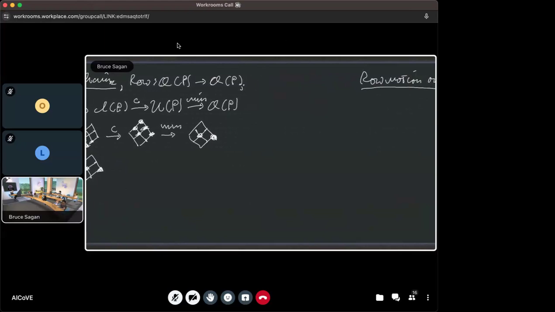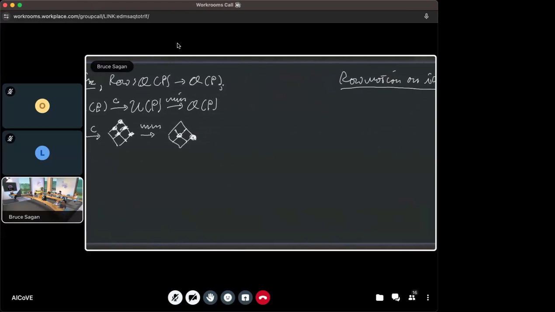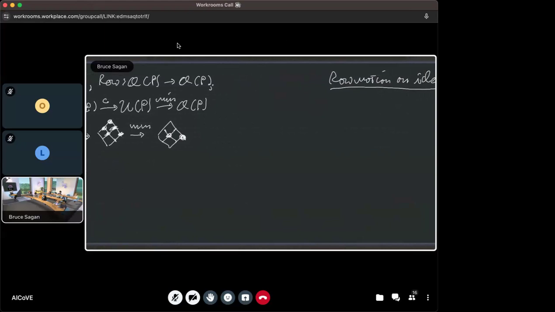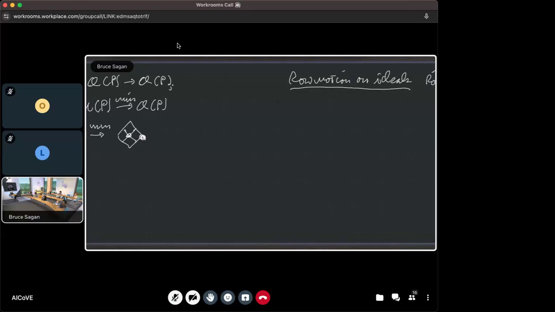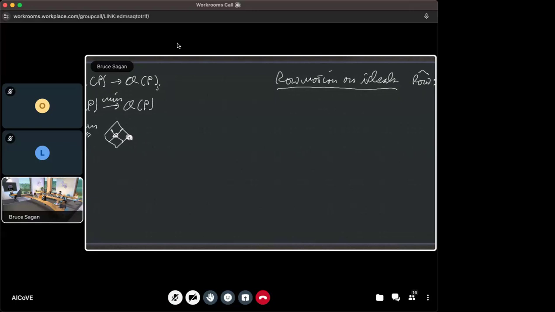So this is going to be denoted row hat. I'm going to use hats whenever I'm talking about ideals rather than anti-chains, because the hat looks like a lower order ideal with one maximal element. That's where this comes from. So it's going to be a map from ideals to ideals.